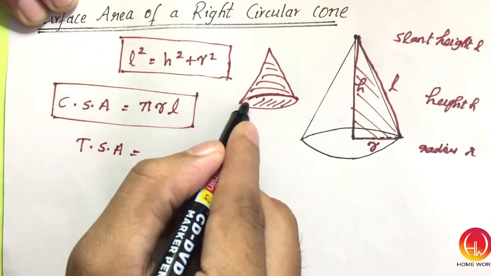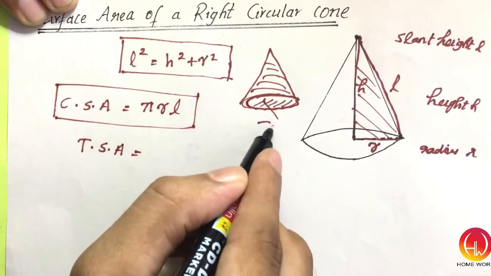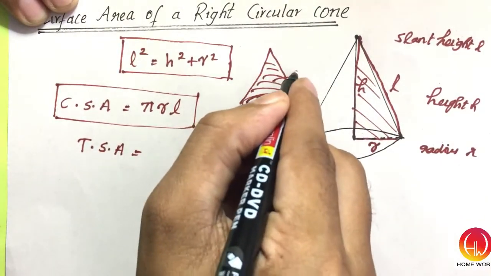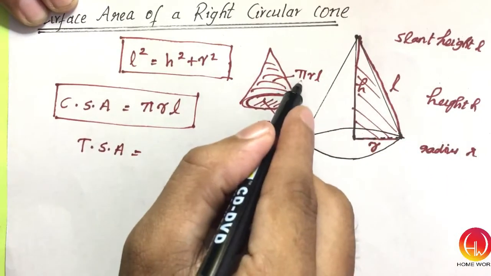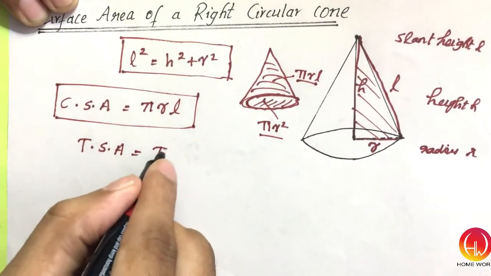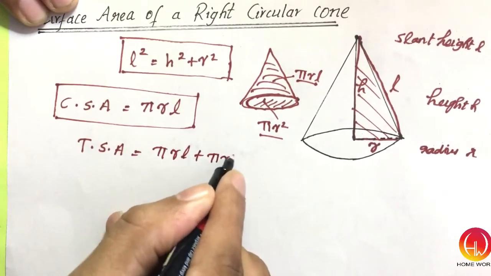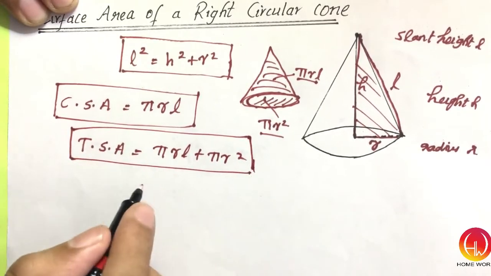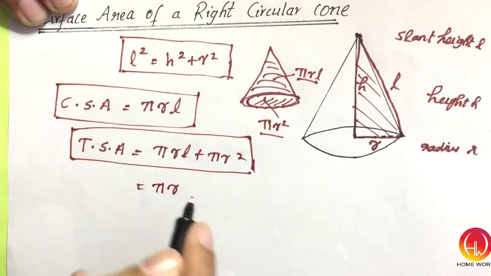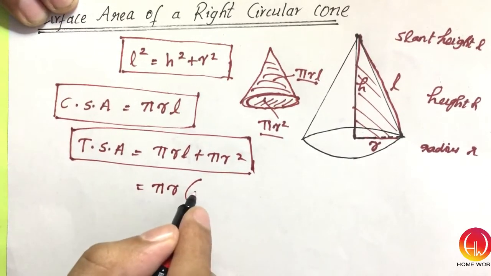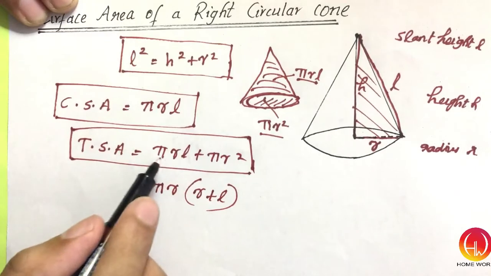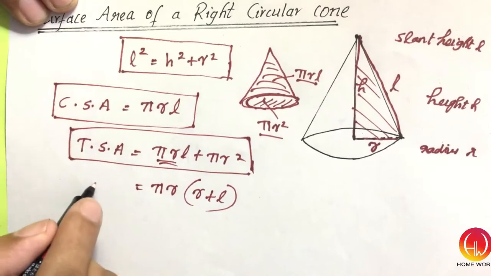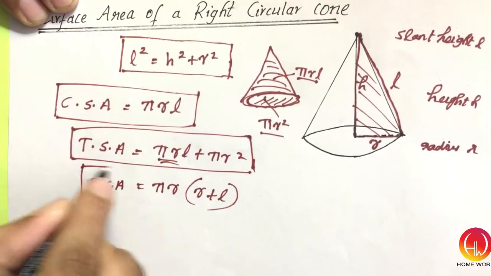We know its base is a circle. Then what is the area of this circle? If its radius equals r, then its area equals pi r square. We already discussed CSA equals pi r l. Then total surface area equals pi r l plus pi r square. So total surface area of cone equals pi r l plus pi r square, or we can simply write pi r into r plus l. Both are the same. We take pi r, since pi is common and r is also common. So TSA equals pi r into r plus l.